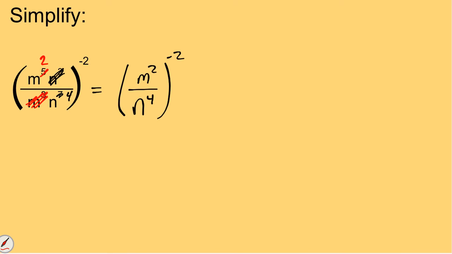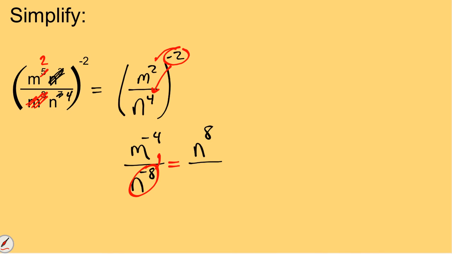Now I'll apply this exponent here. Both of these need to be squared, or raised to the negative 2nd power. So I get m to the negative 4 over n to the negative 8. Negative exponents are in our way. We need to flip them over the bar. So this negative exponent moves up to the top. This negative exponent moves down to the bottom.